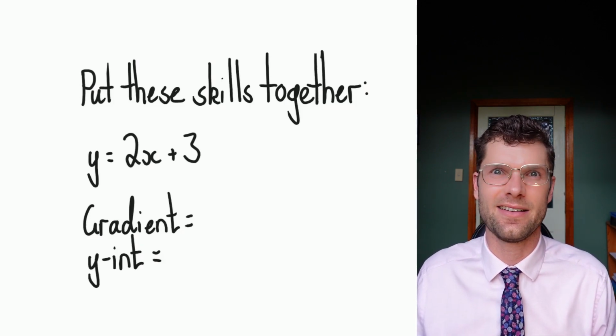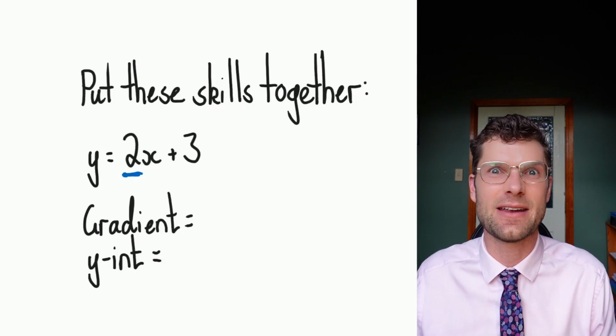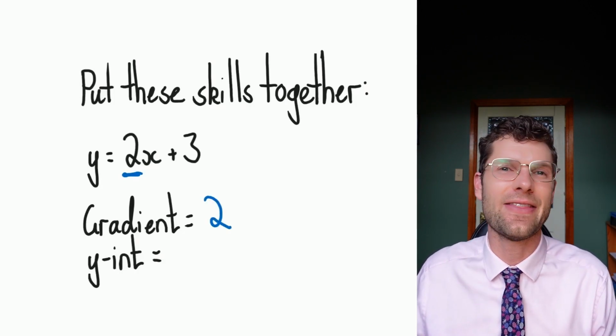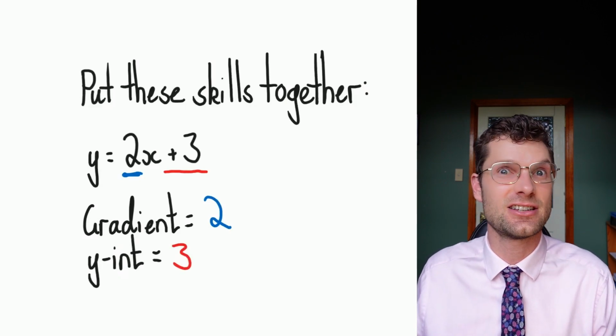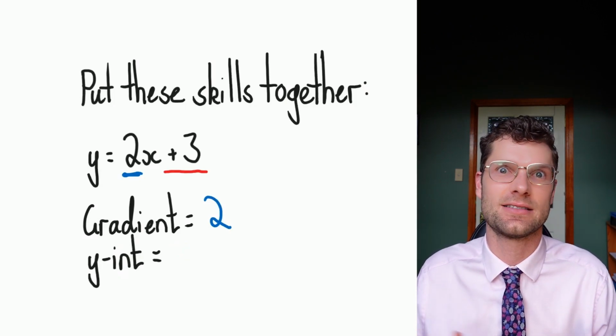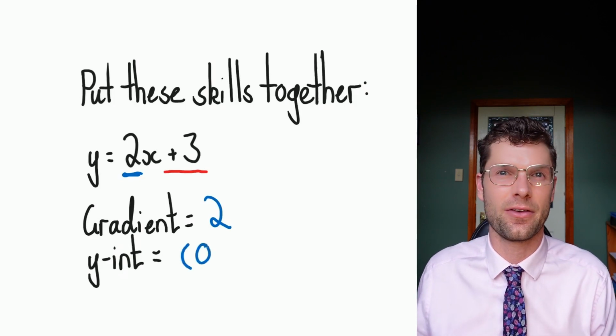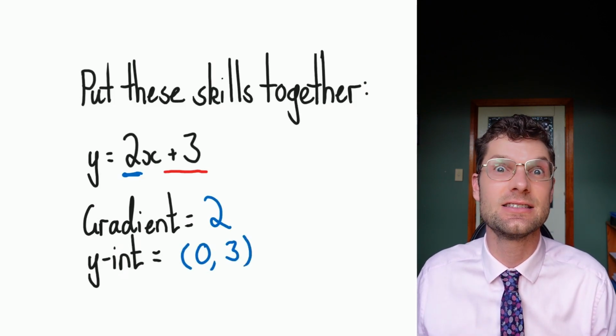Well, the pattern is just whatever's with x. So that means that the gradient is equal to 2. And that starting value, the start of the pattern, is plus 3. That's just the end thing. I subbed in x is equal to 0, but you can just cover it up with your thumb. Whatever's there by itself is the y-intercept.